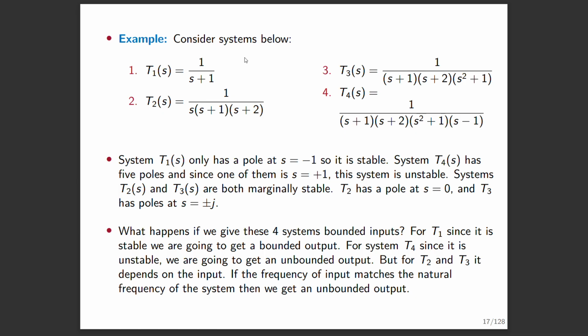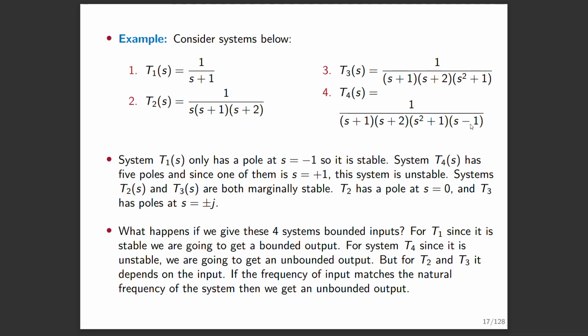We saw that we have four systems here. System 1, or T1, is stable because it only has one pole, and that is on the left hand side. System 2 is marginally stable because of this pole on the imaginary axis. System 3 is marginally stable too because we have two poles on the imaginary axis at plus j and negative j. And system 4 is unstable because we have a pole on the right hand side.